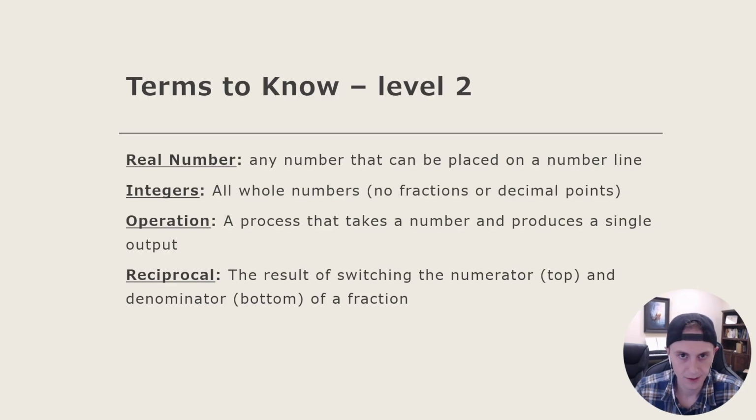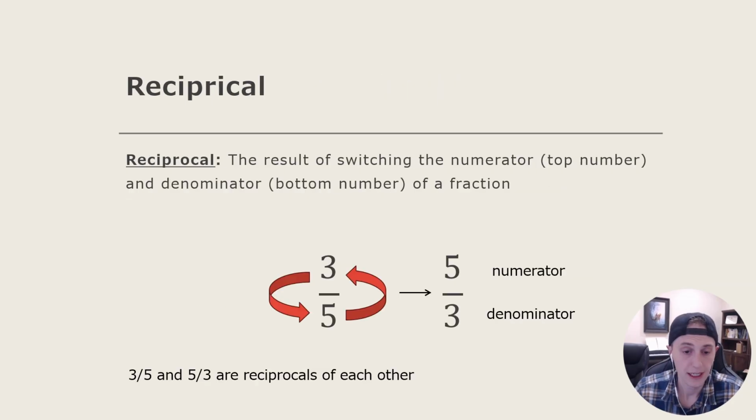The definition of reciprocal is the result of switching the numerator, top number, and denominator, bottom number, of a fraction. So if we have the number 3/5, the reciprocal of 3/5 is 5/3, where we just swapped the top and bottom number. And the same is true in reverse. The reciprocal of 5/3 is 3/5.